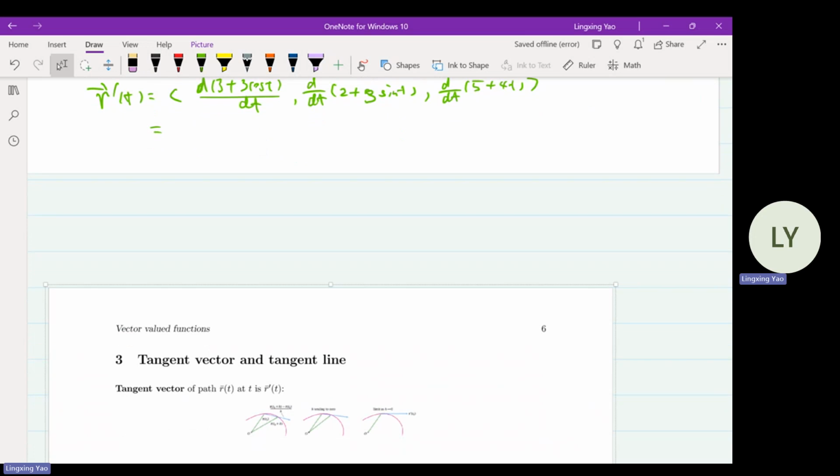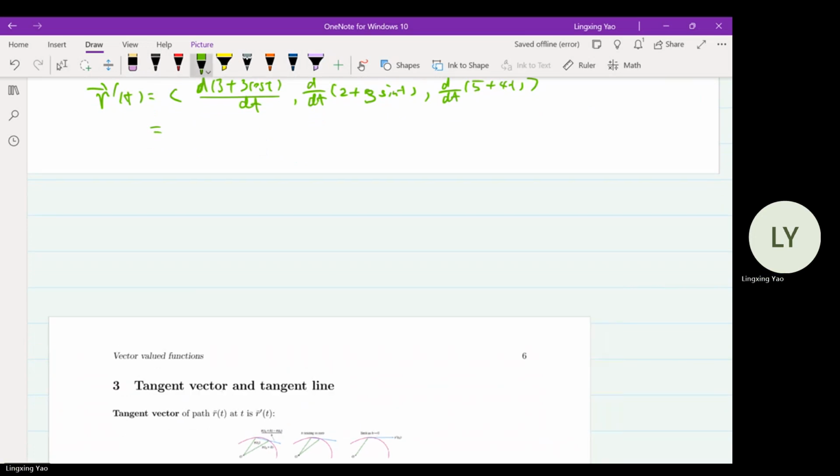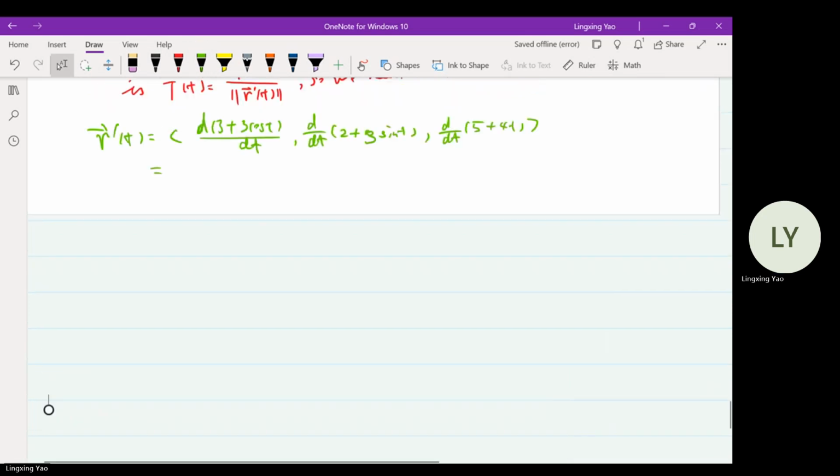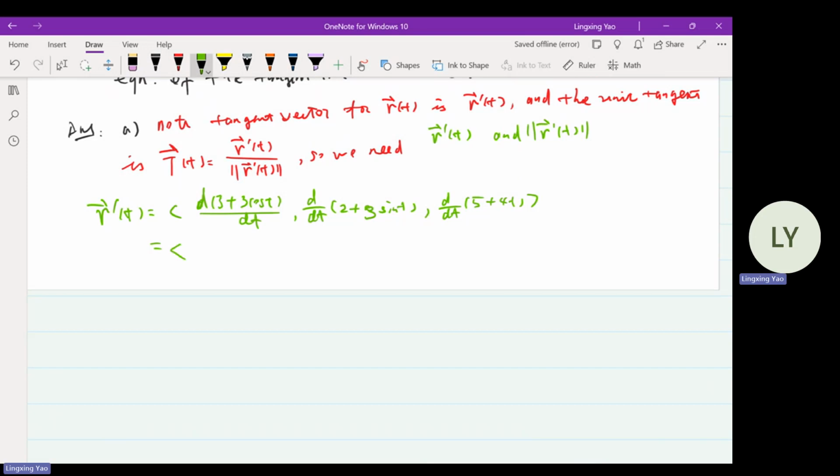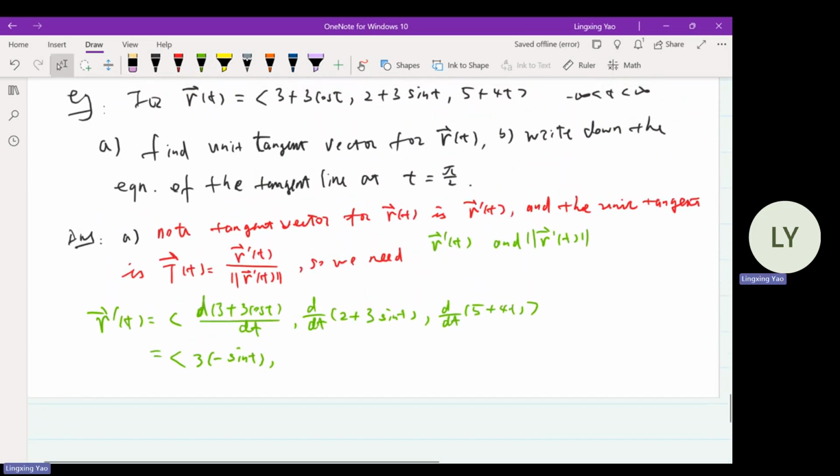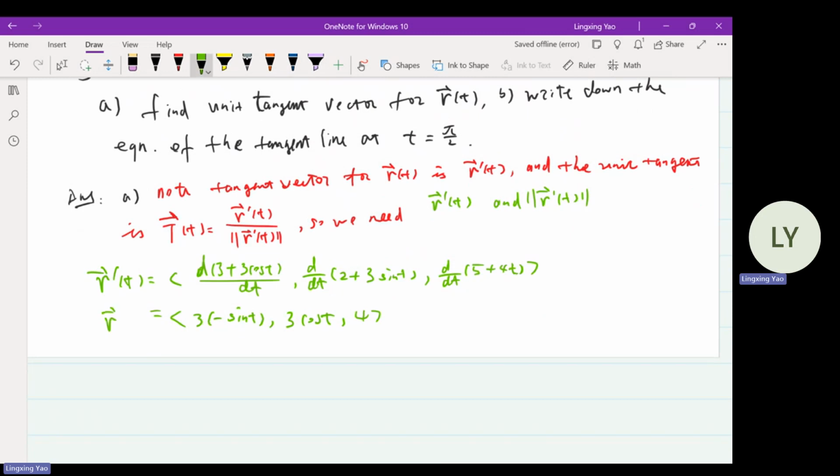Okay, so what is the derivative of the first term? I think it's the derivative of 3 times cosine t, right? So it's 3 times negative sine t. The second term is the derivative of 3 times sine t, which is 3 times cosine t. And then the last piece is relatively simple. The derivative of 5 with respect to t is 0. The derivative of 4t with respect to t is 4. So we got the R prime of t.